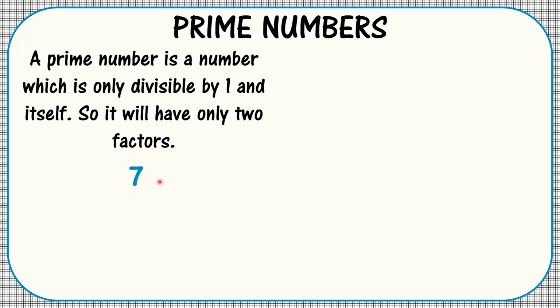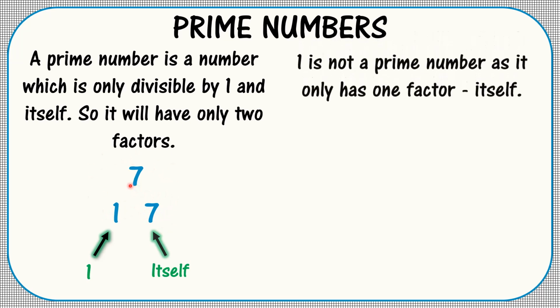So for example, if we have the number 7, 7 is only divisible by two numbers. It's divisible by 1 and itself. So 7 fulfills this condition. So 7 is a prime number. If you put any other number in this section here and it's only divisible by 1 and itself, then that will be a prime number.